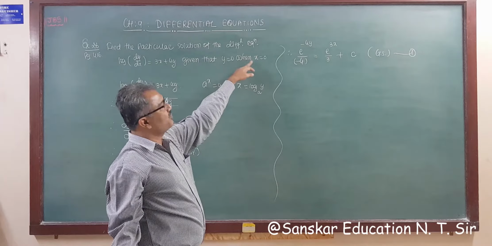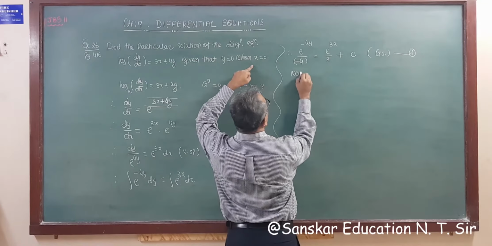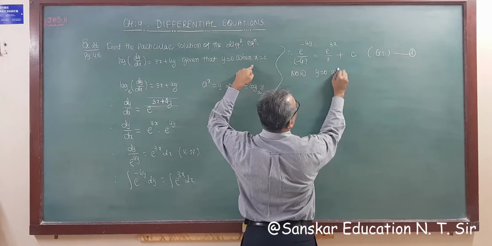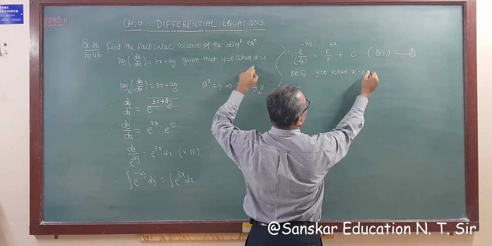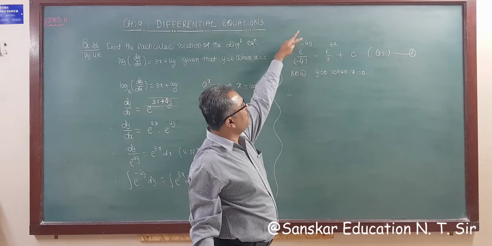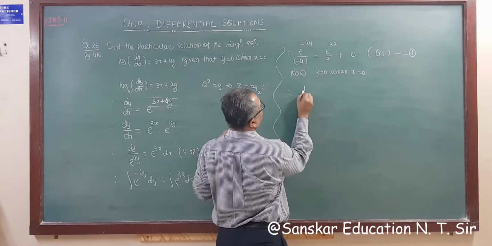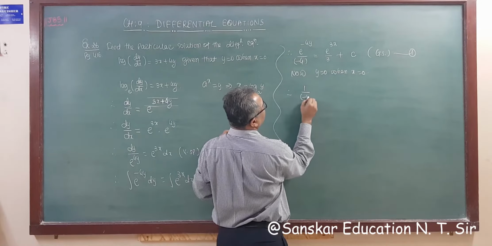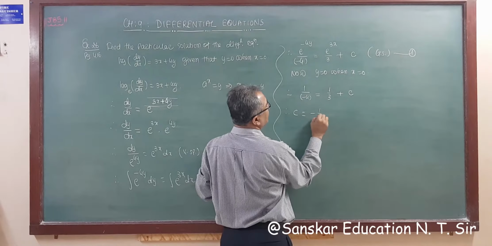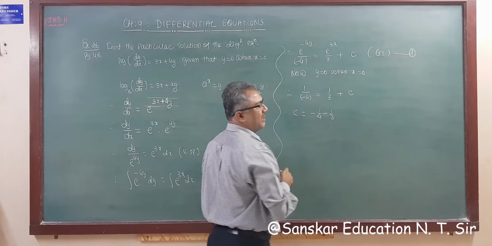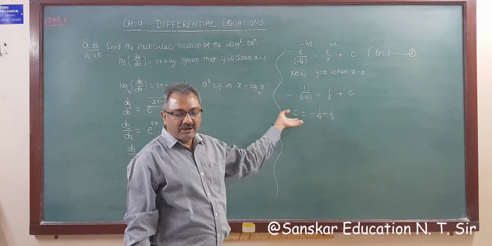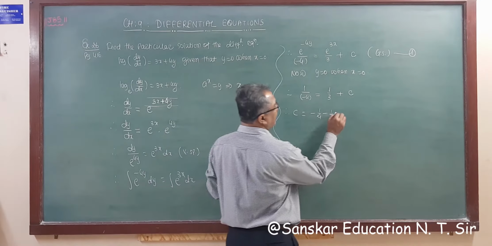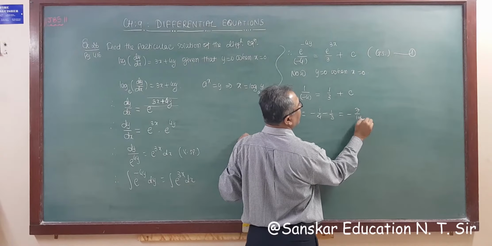Now given that y equal to 0 when x equal to 0. So y equal to 0 means e to the power 0, that is 1. So this is 1 upon minus 4 is equal to e to the power, x is also 0, so 1 upon 3 plus c. So c is equal to minus 1 upon 4 minus 1 upon 3, so this is minus 7 by 12.